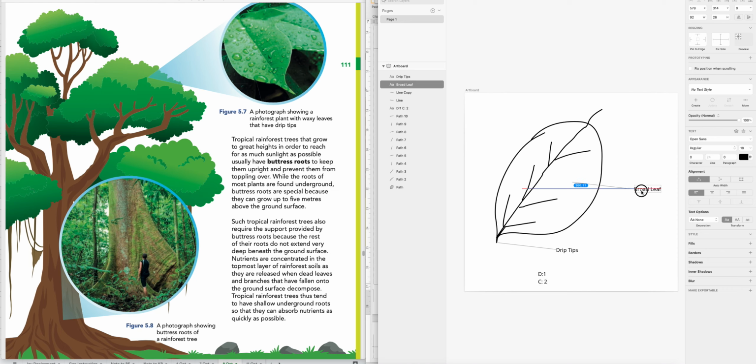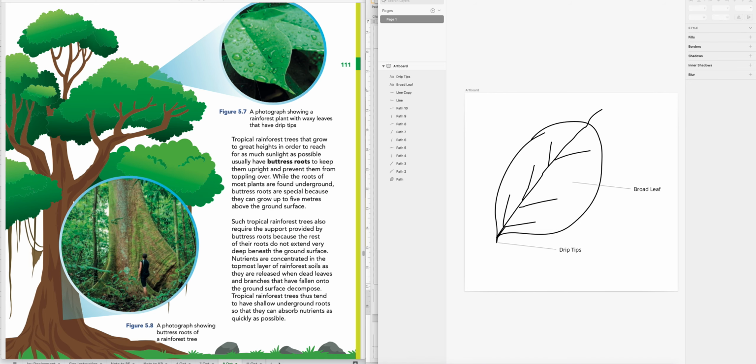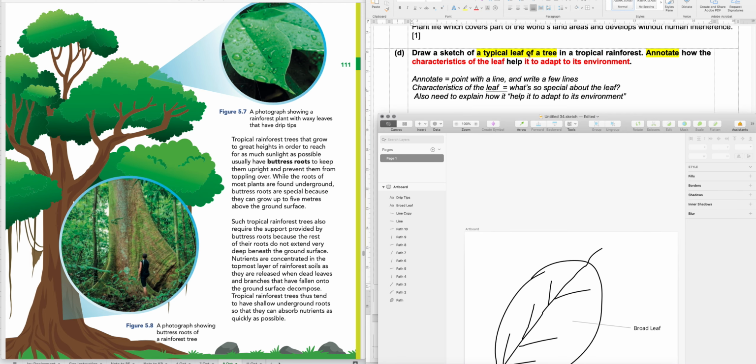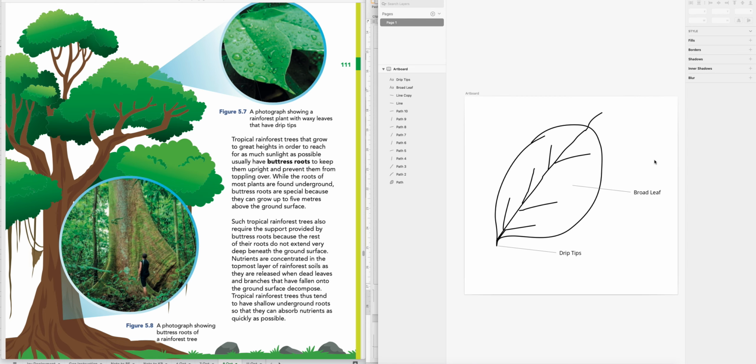Now, this is not annotation. This is just labeling. Labeling means I just point and give the name. Okay, annotation means I must go on to write some more things. So what do I need to write? Look at the question. The question asks you to annotate how it helped to adapt to the environment. Okay, so I need to talk about why it's adapted. I need to talk about this is an adaptation. And I need to talk about what about the environment.